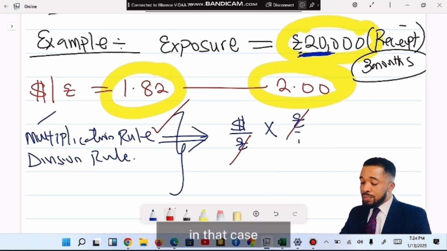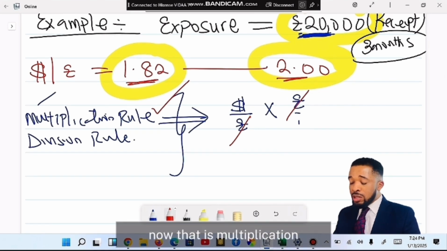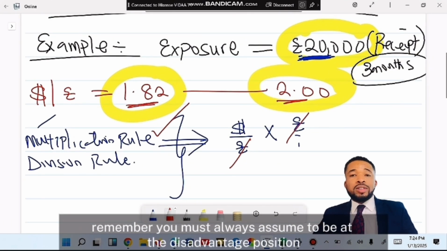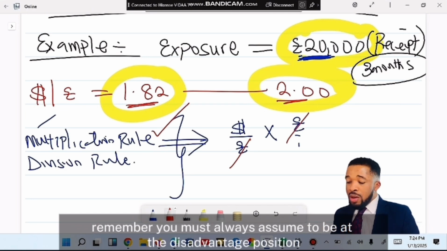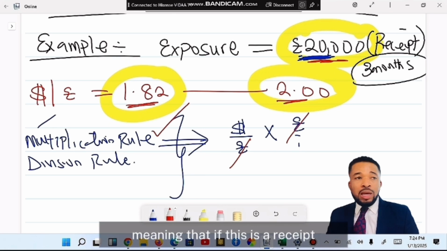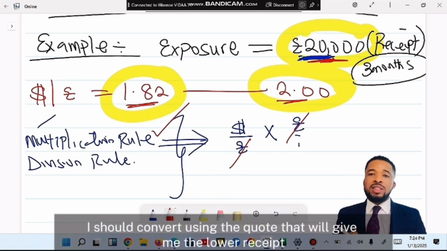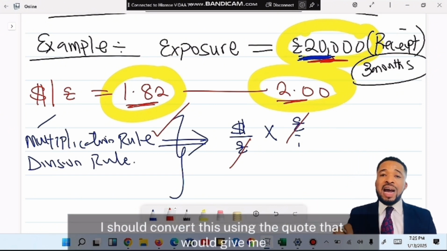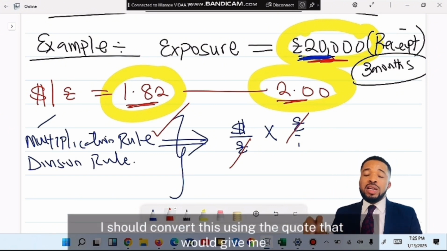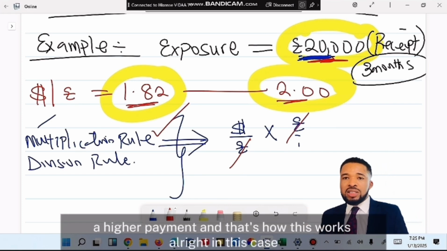In that case, the next thing is to know which of these quotes I'm going to be using. Now that is multiplication. Remember, you must always assume to be at the disadvantaged position. Meaning that if this is a receipt, I should convert using the quote that will give me the lower receipt. If this were to be a payment or a liability, I should convert this using the quote that will give me a higher payment. And that's how this works.